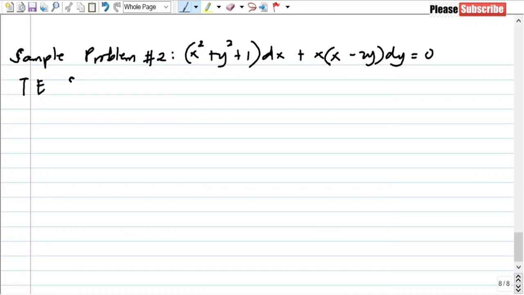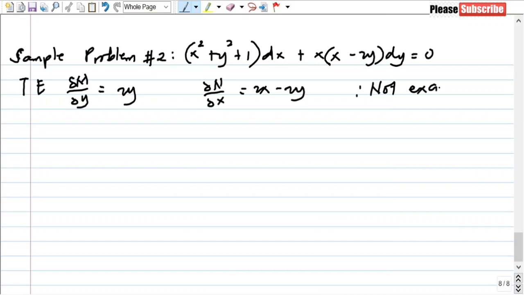So, under the test for exactness, the partial derivative of m with respect to y, ito lang naman yung y, so magiging 2y. Sa kabila naman, the partial derivative of n with respect to x, so that will be 2x minus 2y. Tignan na nyo, they are not exact. Hindi sila exact. Okay? So, anong gagawin natin? Hahanapin natin yung integrating factor.